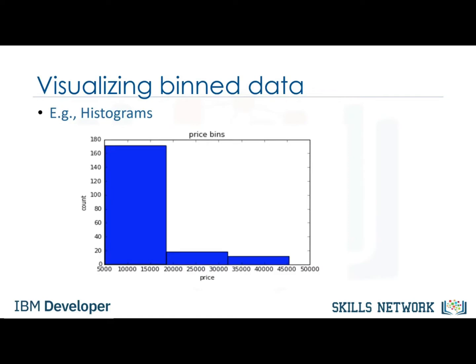This is the histogram that we plotted based on the binning that we applied in the price feature. From the plot, it is clear that most cars have a low price, and only very few cars have high price.